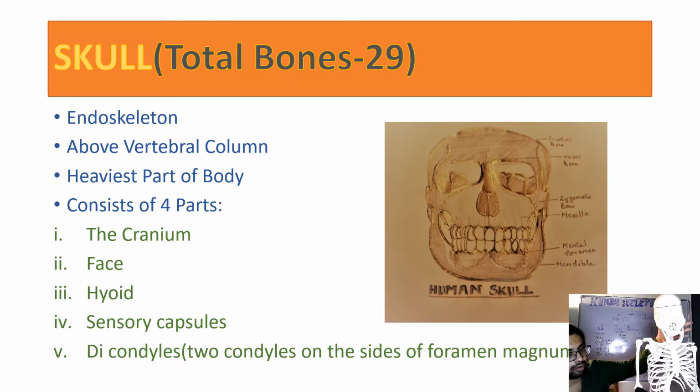It has four parts: the cranium, face, hyoid bone. It is missing in this model. Hyoid bone we see just here, and sensory capsules are there, and dicondyles are there. Two condyles on the sides of foramen magnum. So these are the two condyles.